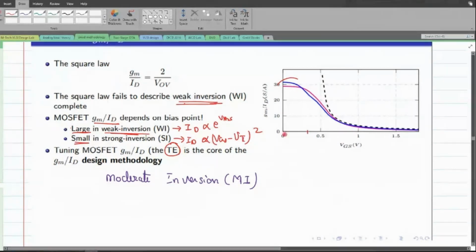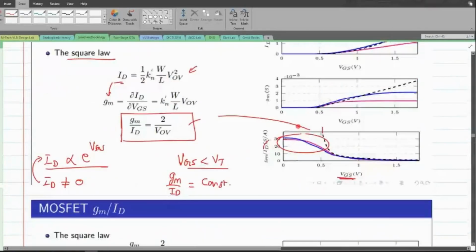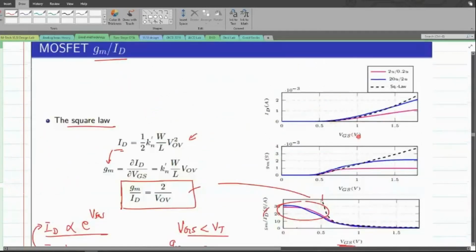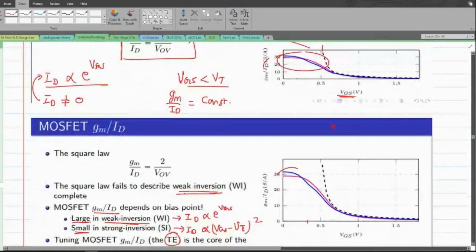But whenever we sweep this particular VGS, the GM over ID, or even the current, is a kind of continuous quantity that I'm getting. So we cannot have two different distinct functions. When I plot the value of ID with respect to VGS, you can see there is a continuous current flow. There is nothing like an exponential current first and then suddenly it jumps to a quadratic current expression. You can see there is a continuous function between these two quantities.